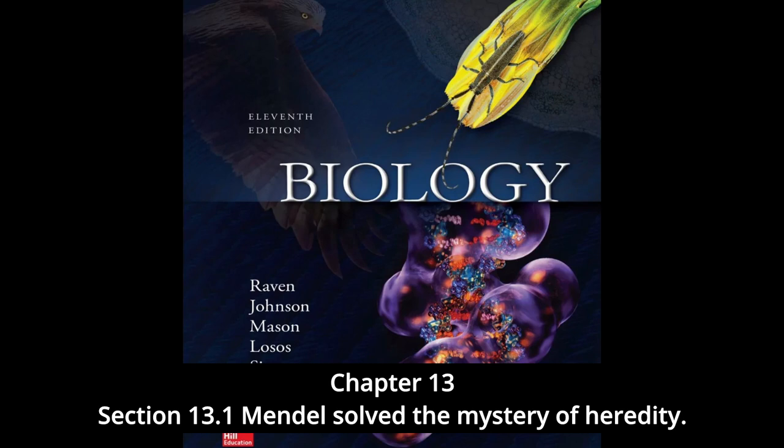He returned to the monastery and spent the rest of his life there, eventually becoming abbot. In the garden of the monastery, figure 13.6, Mendel initiated a series of experiments on plant hybridization. The results of these experiments would ultimately change our views of heredity irrevocably. Why Mendel chose the garden pea?